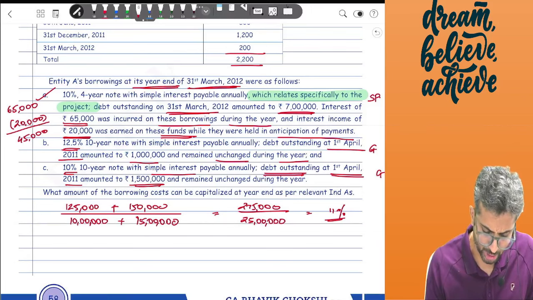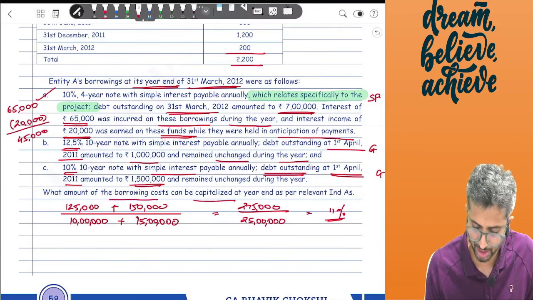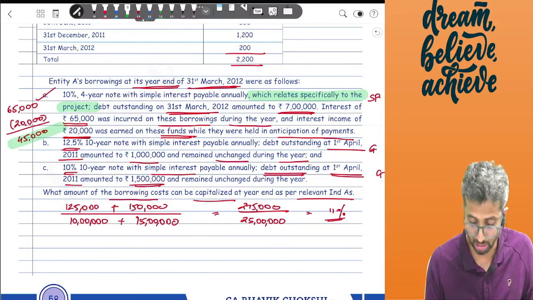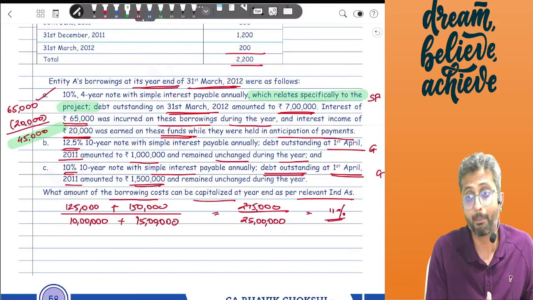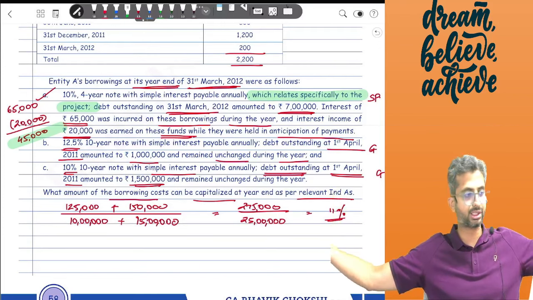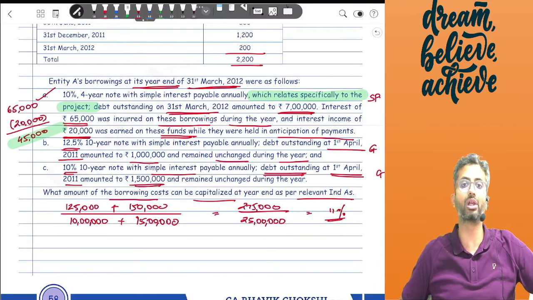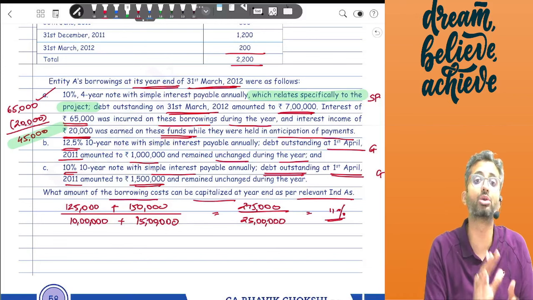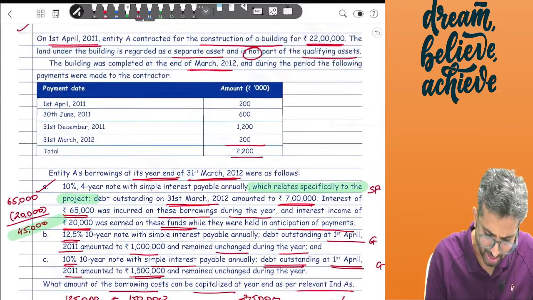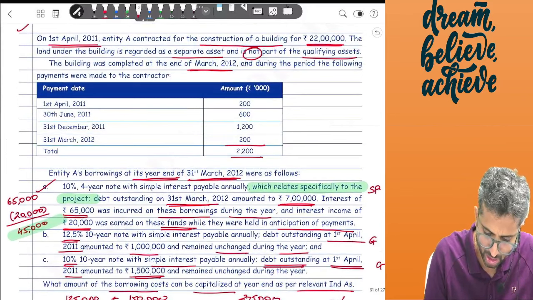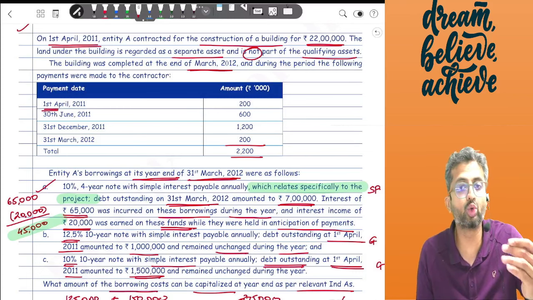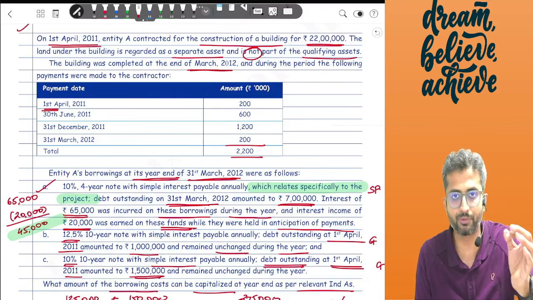But my job in this question is to find the amount of borrowing cost to be capitalized at the end of the year. I can say on specific 45 is to be capitalized, but what about general? Well, 11% is the rate, but my borrowings may be 25 lakhs. This 25 lakhs may not necessarily be used for a qualifying asset. So I will capitalize out of this only that part which is utilized for a qualifying asset. So I will say that the first set of expenditure was done on 1st April. In this question, 2 lakhs or 200,000 was spent on 1st April.